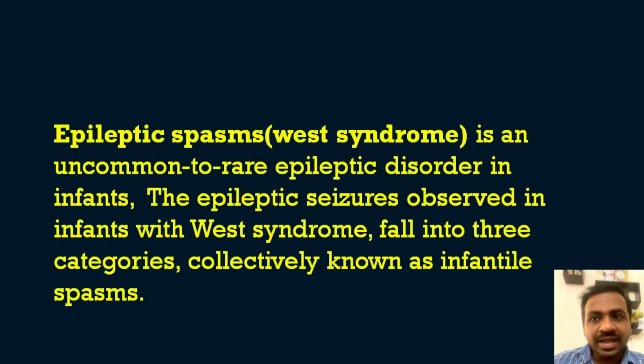Then another option was the epileptic spasm, otherwise known as the West syndrome. So what is West syndrome or epileptic spasm? It is an uncommon to rare epileptic disorder in infants. This is also happening in infants, and the epileptic seizures observed in infants with West syndrome fall into three categories, collectively known as infantile spasm. I am not going to explain these three categories; you can refer to them later. These are the hints that I am giving through this video to refer to or learn further. Okay, so infantile spasm or epileptic spasm, otherwise known as the West syndrome.